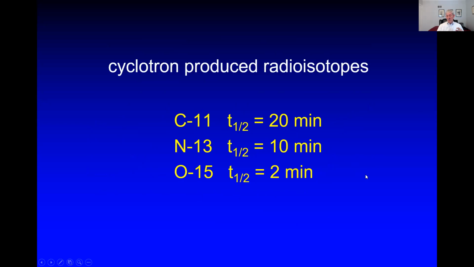In fact, Massachusetts General Hospital does a significant number of their cardiac scans with nitrogen-13 ammonia, very high quality scans. And carbon-11 has been bound to some molecules that are useful for looking for prostate cancer.